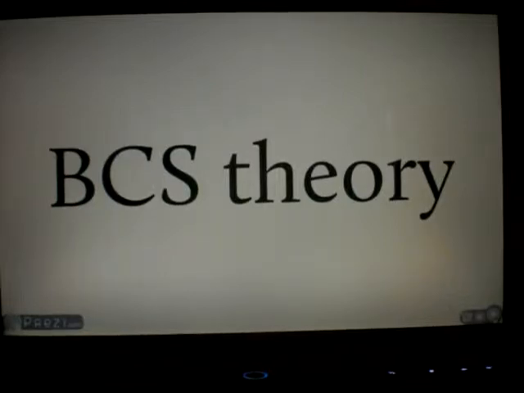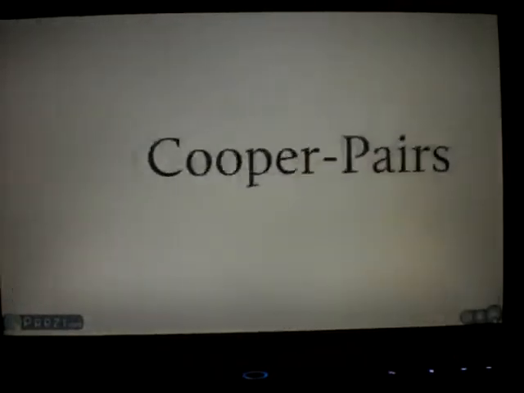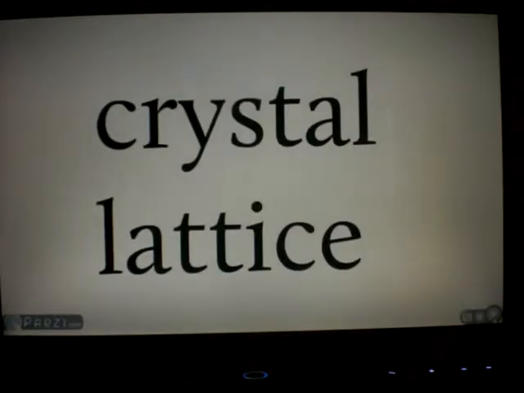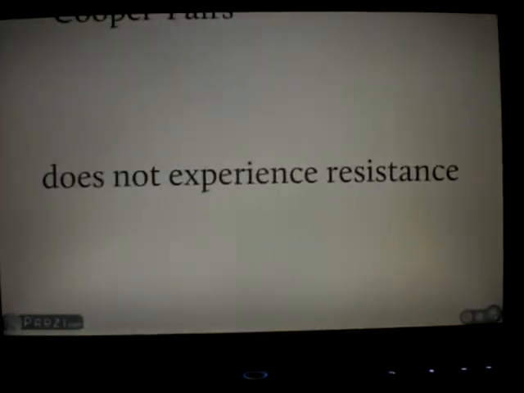Now, superconductivity can basically be explained through the BCS theory, which involves electrons forming Cooper pairs in the crystal lattice. It moves through it, which is the main reason why it doesn't experience resistance, because it's not bumping into anything really.